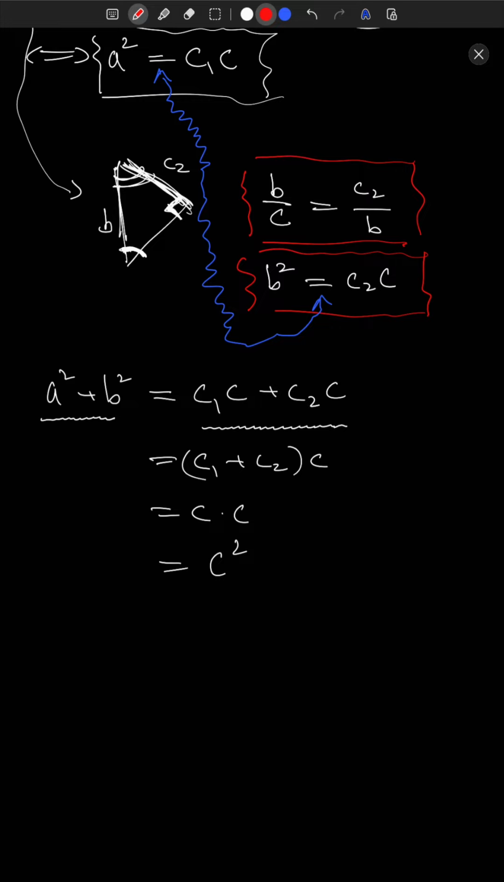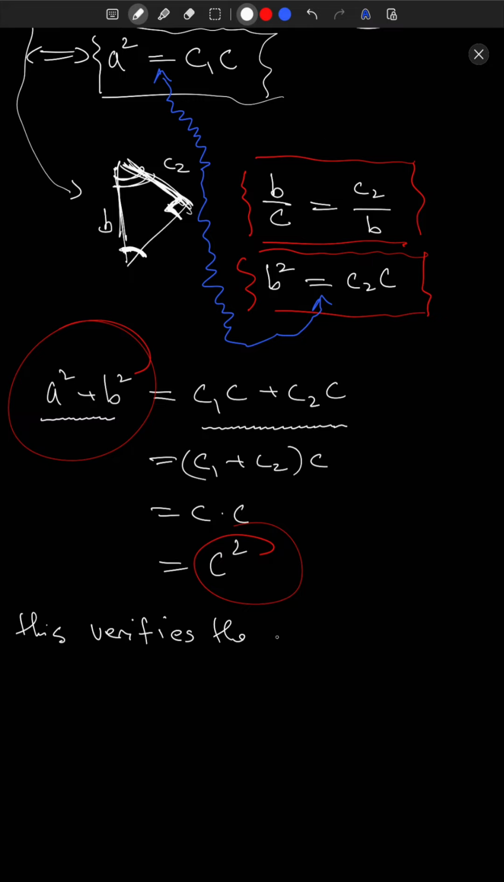And so ultimately, what do I conclude? By breaking up my big triangle into two smaller triangles, I conclude that A squared plus B squared is equal to C squared. So this proves, or verifies, I guess we're using the word verify in our class, the Pythagorean theorem.